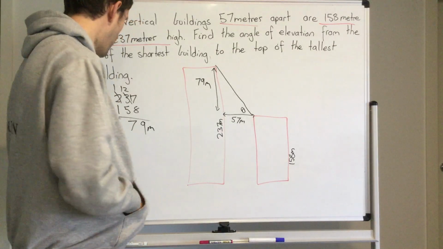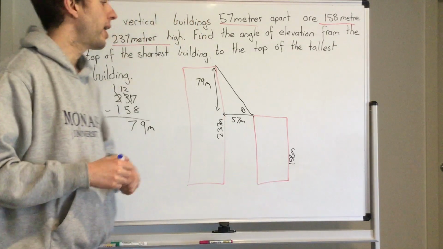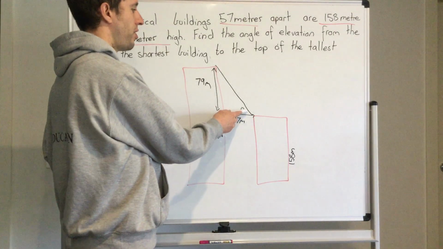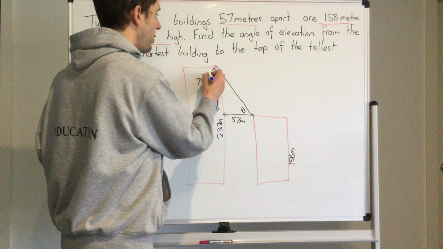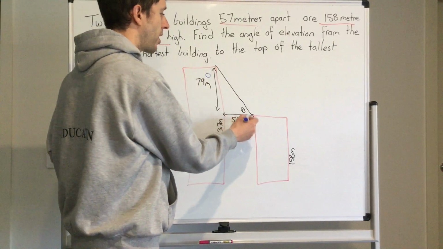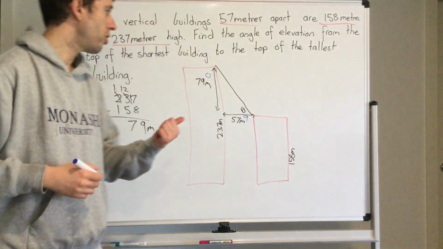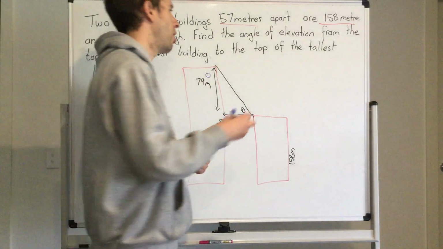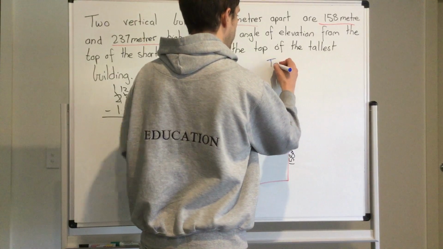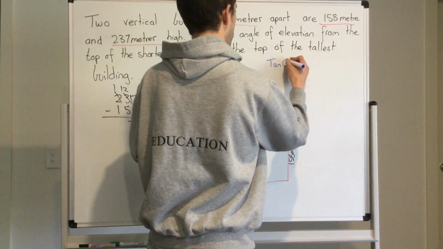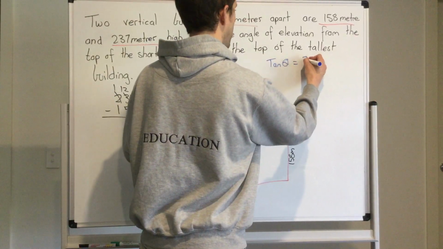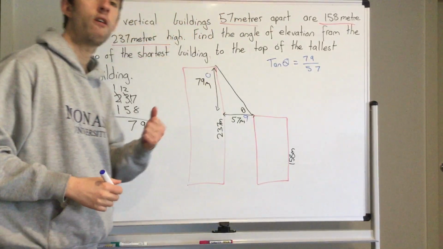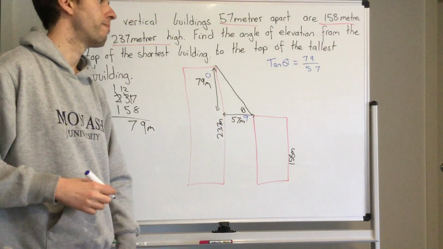If I'm thinking about my understanding of a triangle, if this is the angle I'm trying to find, then this must be the opposite side. This is the adjacent side. If I've got the opposite and I've got the adjacent, that means I am using tan. So I'm using tan alpha equals 79 over 57, because remember, tan alpha is O over A.